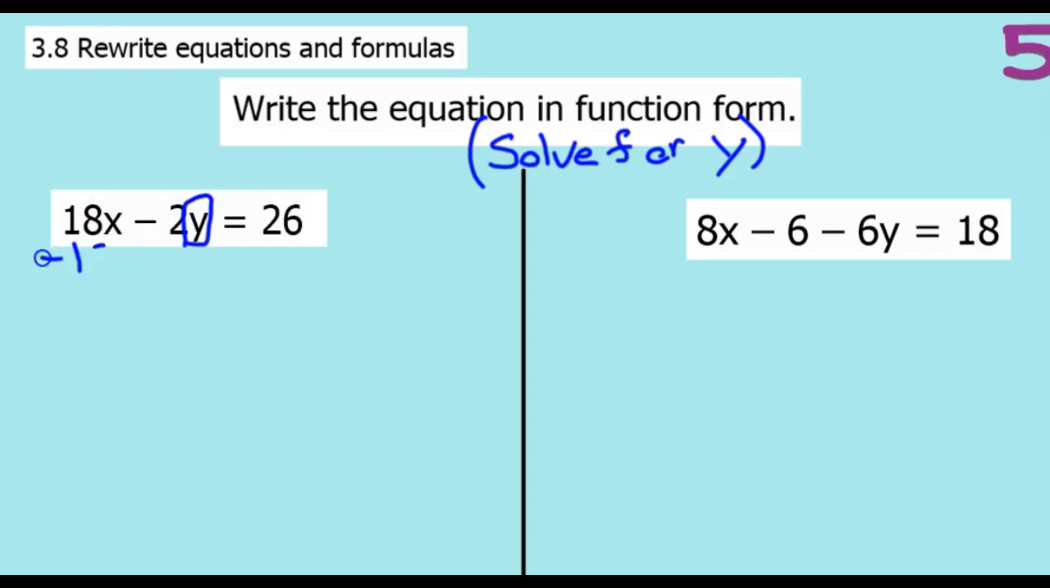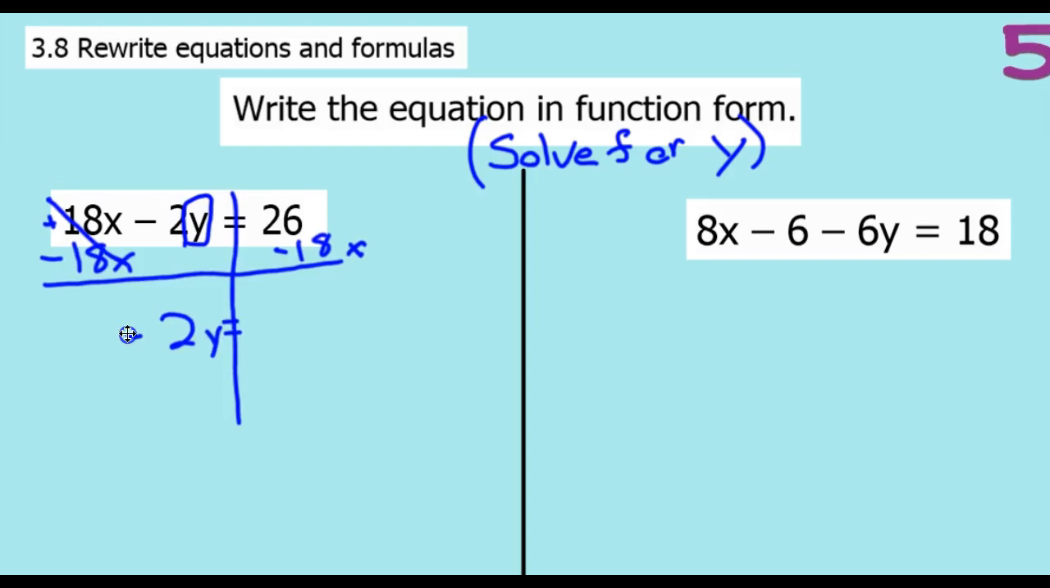So I'm going to move this 18x over by subtracting it, because the 18x is positive. And subtract 18x here. So I get negative 2y equals 26 minus 18x. I can't combine those because one has an x and one doesn't. So I have negative 18x plus 26. Now y is still not by itself. It has a negative 2 attached to it.